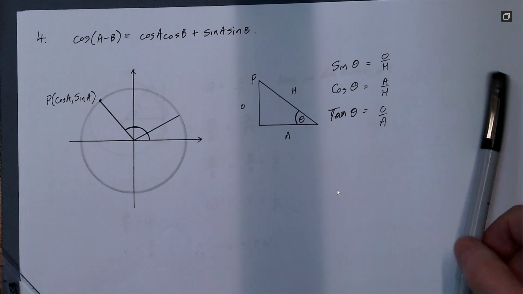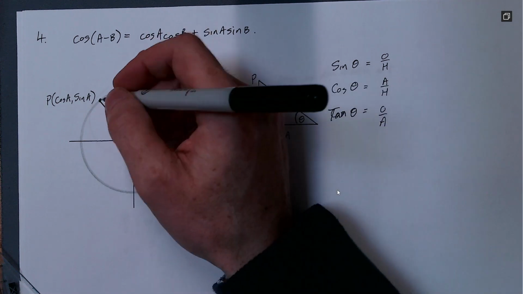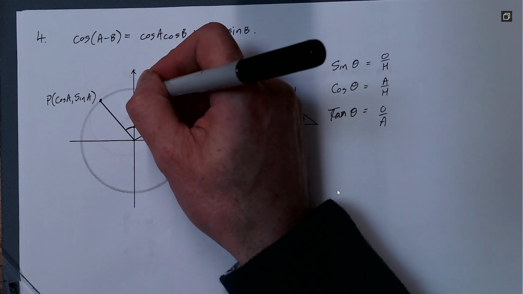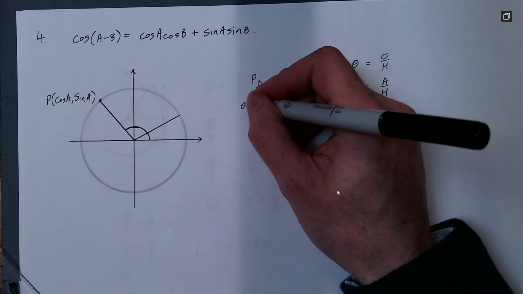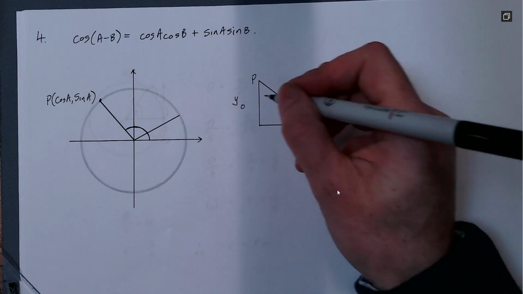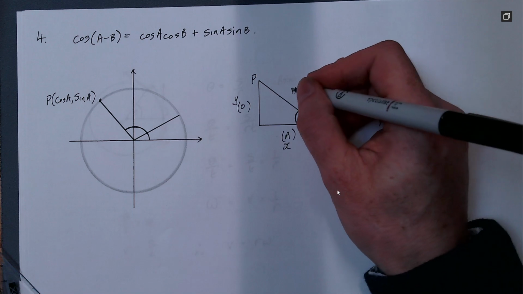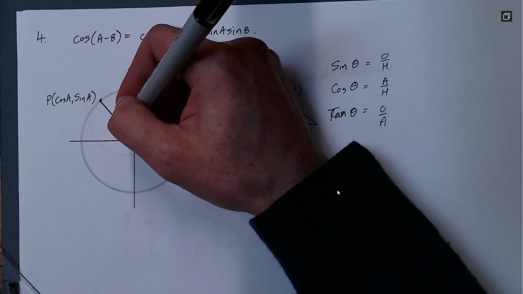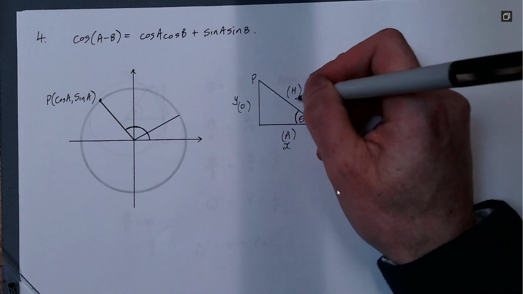Right. In the right angle triangle, the y value is the opposite and the x value is the adjacent. The hypotenuse is 1 unit. So the hypotenuse is 1.